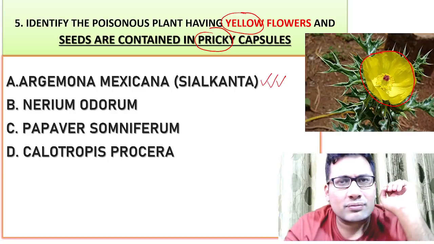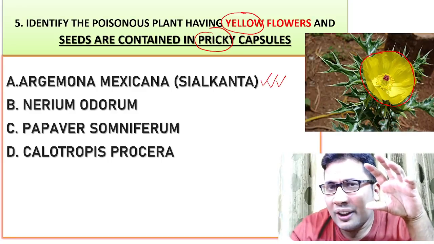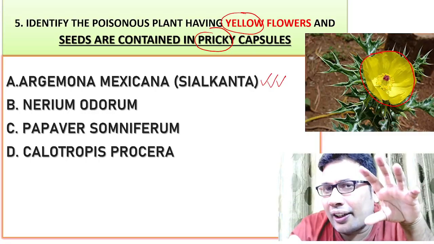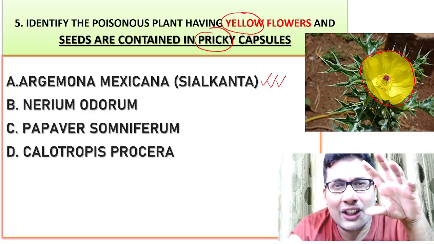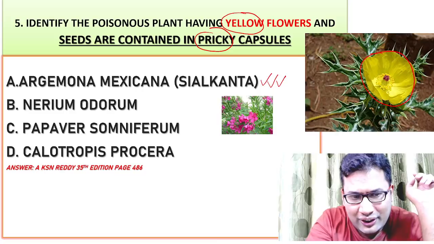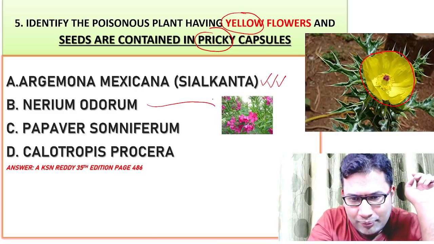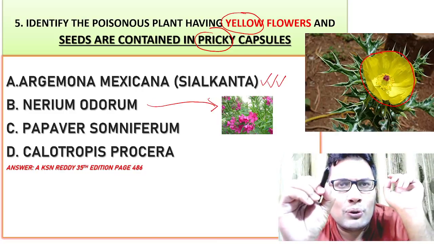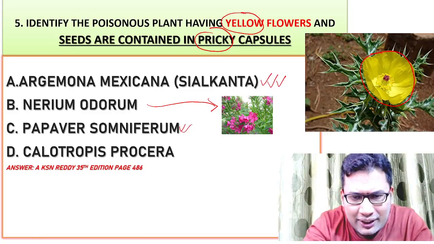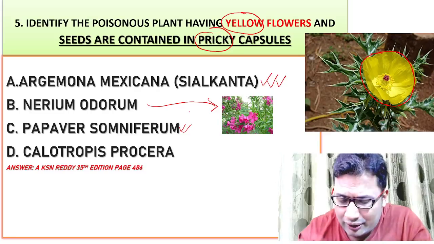Nerium odorum is nothing but the oleander, the pink oleander. That is actually a cardiac poison. This is how it looks. So this is Nerium odorum, and Nerium odorum looks like this. It's a cardiac poison.